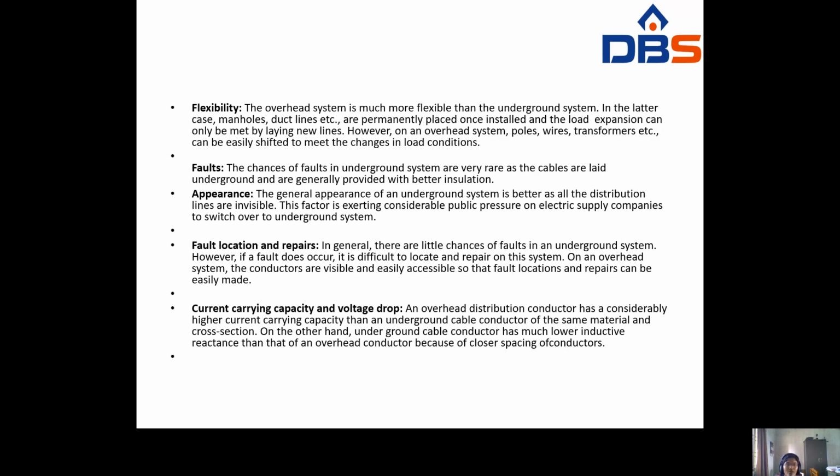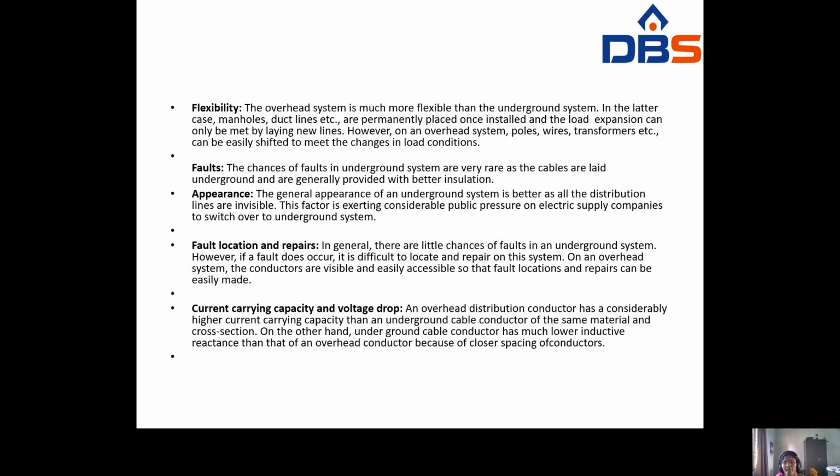Next one, faults. Whenever we consider faults, the chances of faults in the underground system are very rare, as the cables are laid underground and are generally provided with better insulation. Compared to the overhead system, the underground cables are placed under the earth, with better insulation. So the chances of faults in underground systems are very rare, as the cables laid underground are generally provided with better insulation.